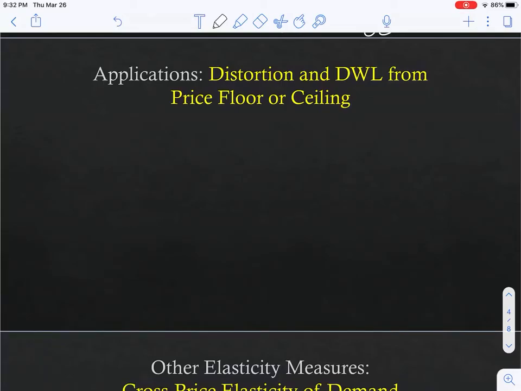All right, welcome back. Here we are in the last segment. With this, we should be able to wrap up our unit on elasticity.